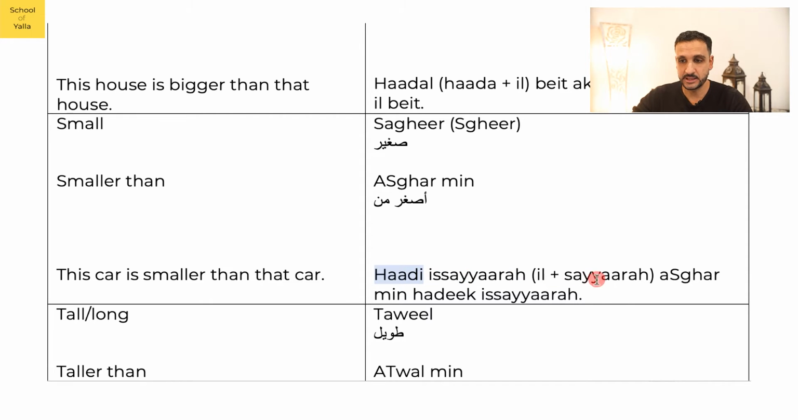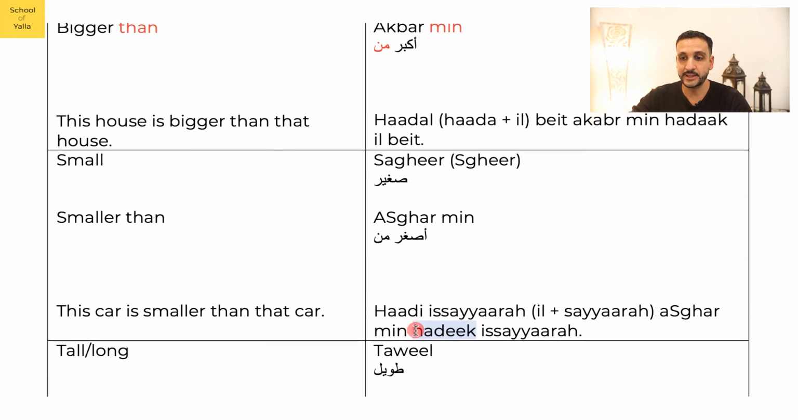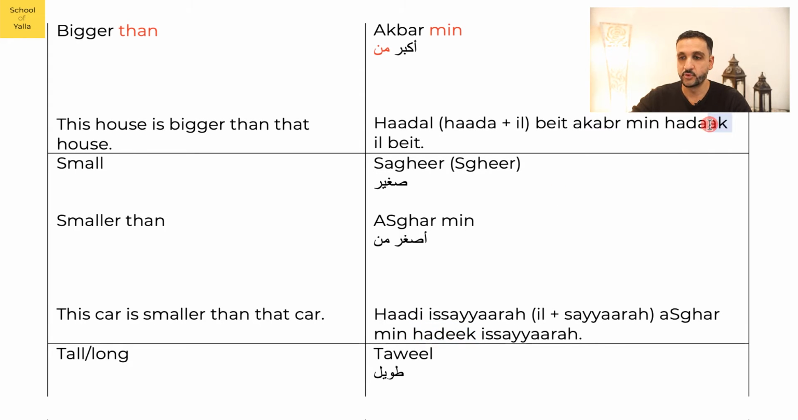So هذه السيارة. So السيارة is basically il plus سيارة, the car. هذه السيارة أصغر من هذيك السيارة. Smaller than that car. So هذه السيارة أصغر من هذيك السيارة. هذيك is "that" for feminine nouns. Okay, هذيك. And هذاك over here is for masculine nouns. That car over there. من هذاك البيت.